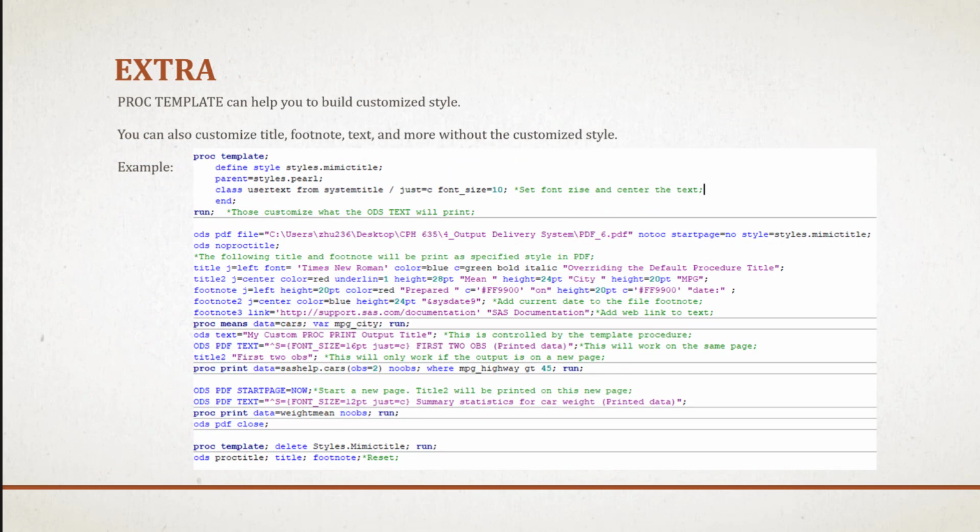This is an extra example with more customized text with or without the customized style. To create your own style, you can use PROC TEMPLATE and adapt a SAS style. When you finish, you can delete the style. You can test this example on your own based on the comments to compare with the output attached to the next slide.